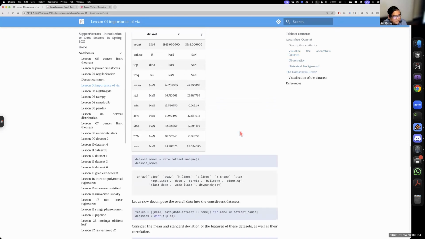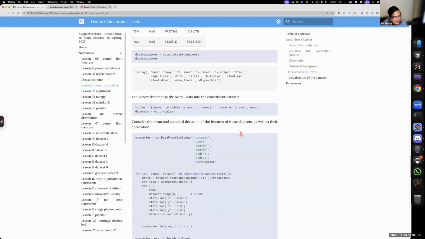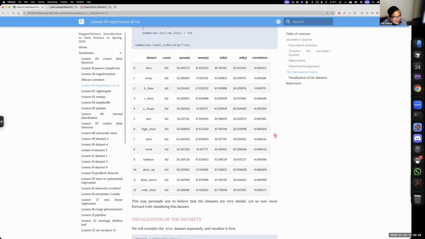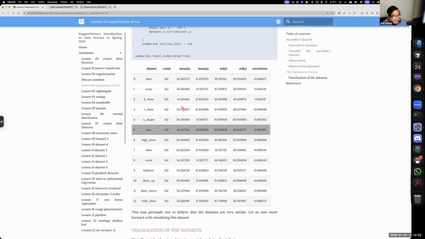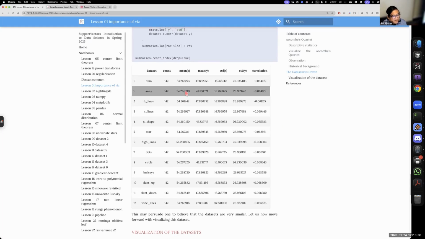Then there is an even simpler data set in the same category. Look at this data set, which is made up of 13 data sets. They have some names, forget about the names. They have exactly the same count, same mean of X, mean of Y, standard deviation, correlation. A statistical description would lead you to believe that the underlying dynamic is the same, isn't it? It can lead you to that belief.